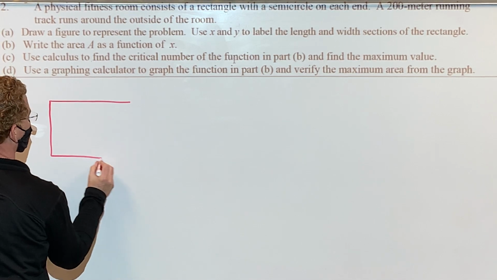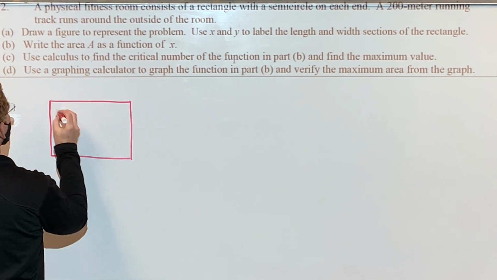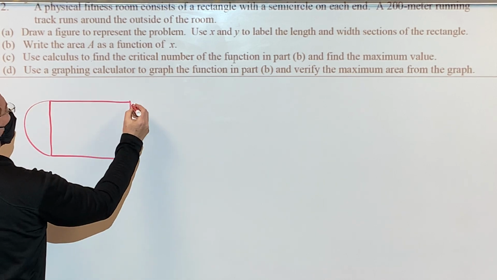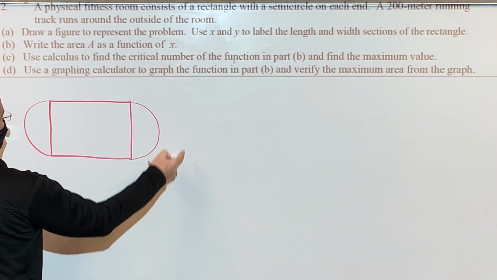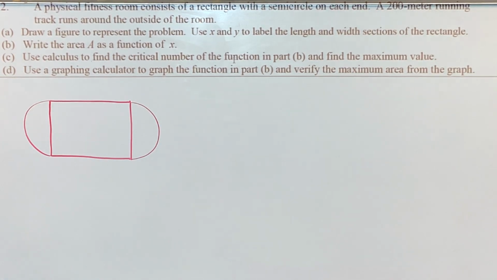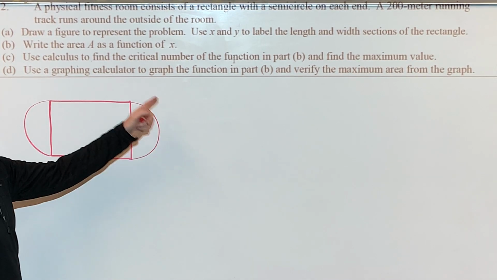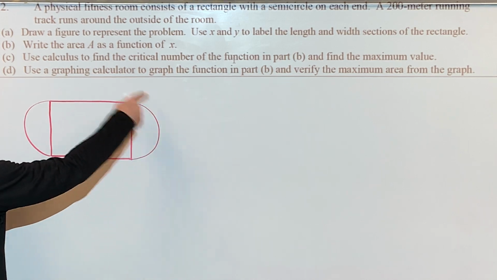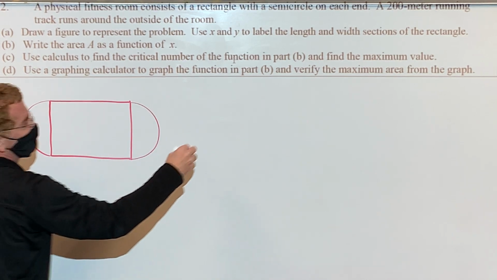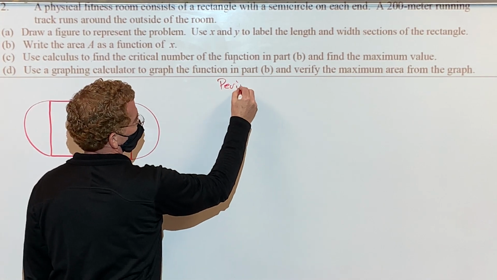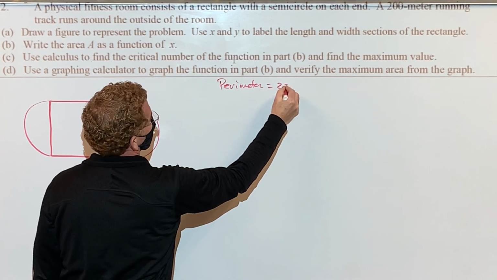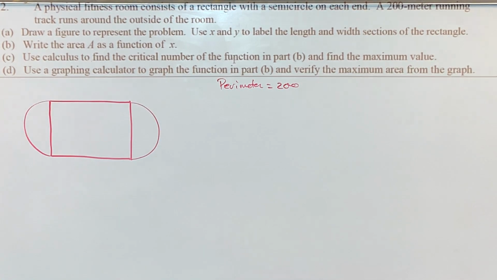Some kind of rectangle, semicircle on each end. So you've got some track, evidently, a 200-meter running track runs along the outside of this room. So I know that the entire outside perimeter is, I'm sorry, it's 200 meters. It says draw a figure, I've got that, use X and Y to label the length and width section. That is going to be completely up to you.